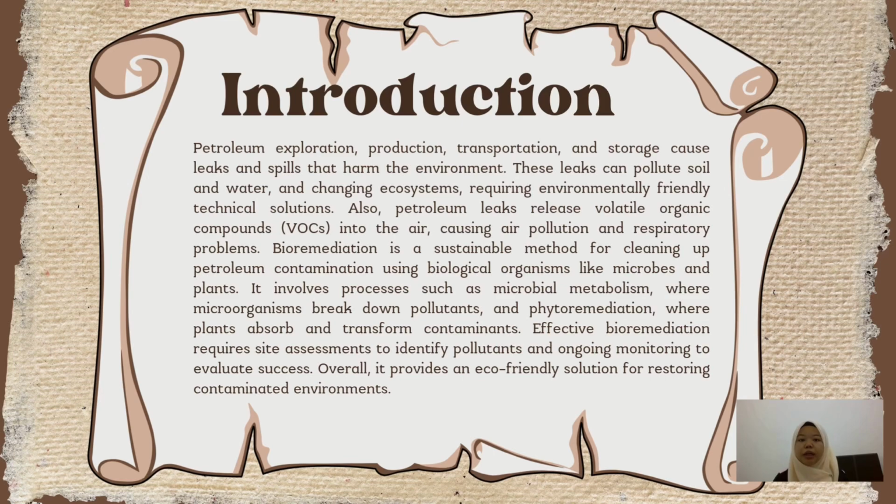In this part, we will discuss the introduction for the project. Petroleum is used in exploration, production, and transportation, and it can cause spills and leaks. It will provide serious environmental risks such as contaminated soil and water. Also, it will disturb the ecosystem. And then the discharge of volatile organic compounds from petroleum leaks can contribute to air pollution and human health hazards. So we have to prevent this from happening.